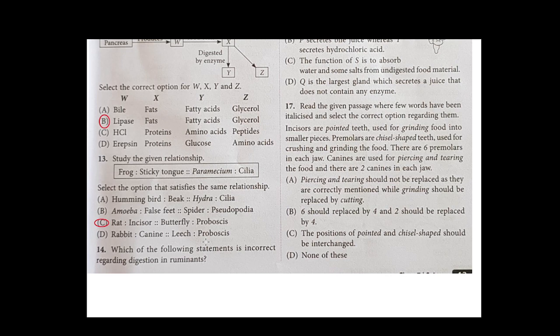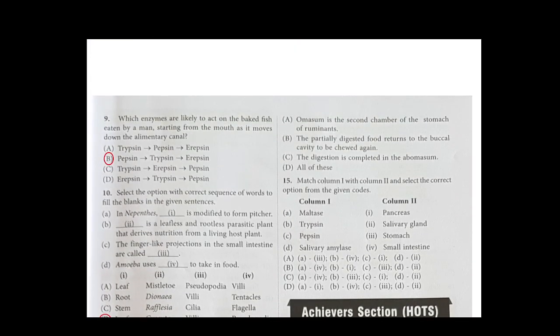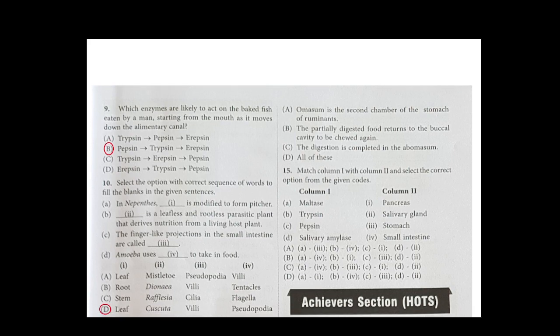The 14th question says: which of the following statements is incorrect regarding the digestion in ruminants? The statements are: A, rumen is the second chamber of the stomach of ruminants. B, the partially digested food returns to the buccal cavity to be chewed again. C, the digestion is completed in the abomasum. And D, all of these. So we can easily say that option A is the correct option. Why? Because the rumen is the first chamber of the stomach of the ruminant. We all know that.